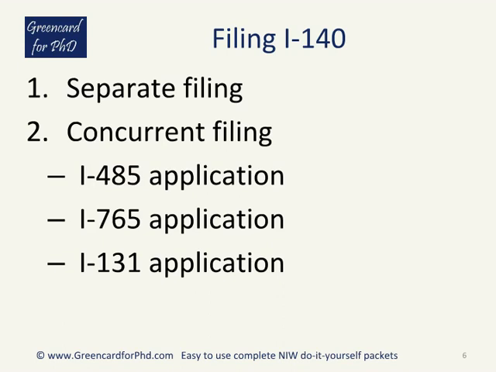Before using this approach, you would need to check and understand if you are allowed to file a concurrent application. This depends on your nationality and immigrant visa availability for your nationality and application category. If allowed, you can choose to apply for I-485, Adjustment of Status, I-765, Employment Authorization or EAD application, and I-131, Advance Parole or Travel Authorization application. These details and information on visa availability will be covered in a separate video.